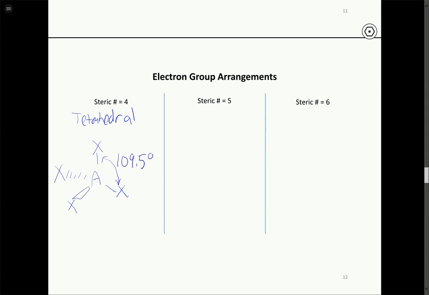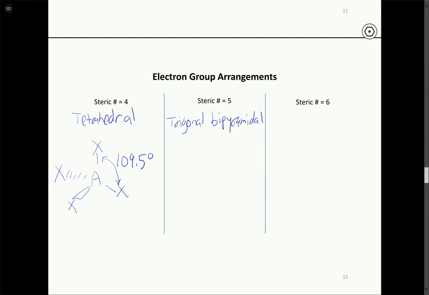So unless you're an expert in three-dimensional geometry, that's not something you can easily rationalize, but that's the number we would see for a tetrahedral electron group arrangement. Steric number of 5 is the weird one in some ways. So we call it trigonal bipyramidal. It's not a terribly complicated shape, but it does have 2 different bond angles, unlike the rest.